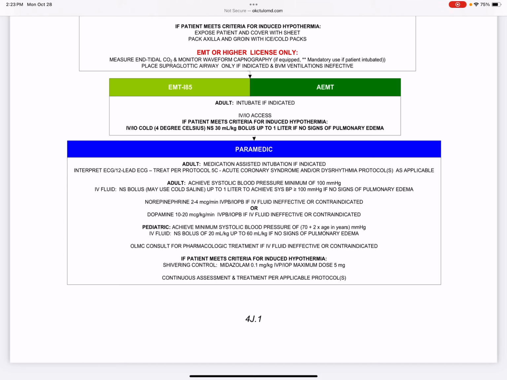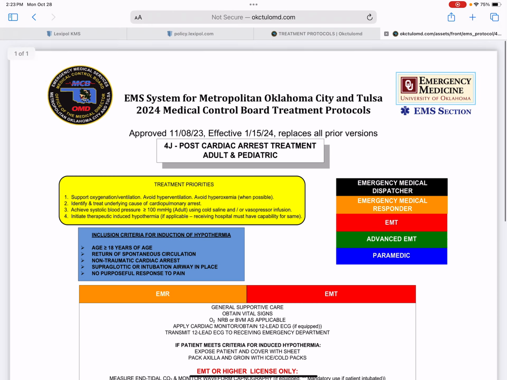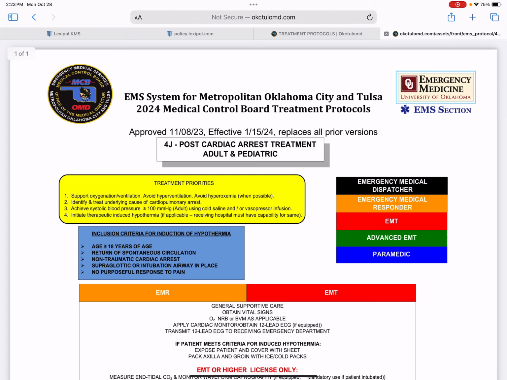If you're getting to that 98, 99 range with saline, you're probably safe. You just want to make sure that you continue to reassess your patient and make sure that they're not dropping. But that is it for post-cardiac arrest treatment for adult and pediatric.